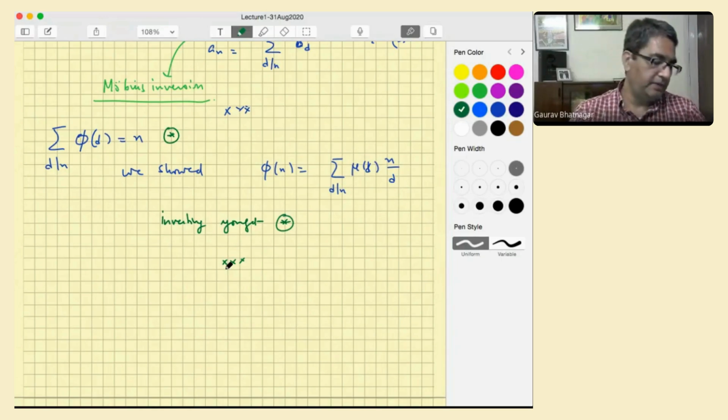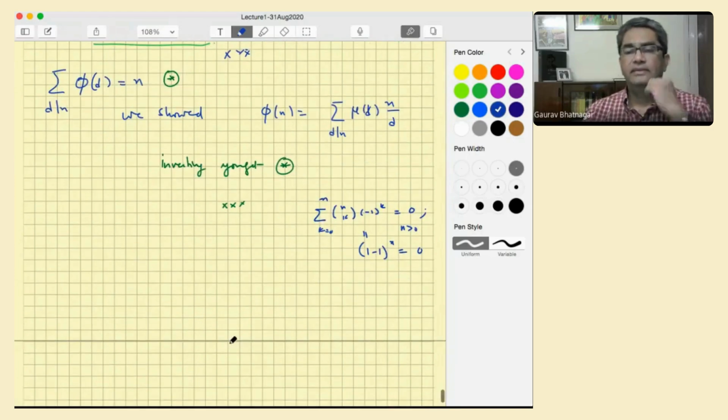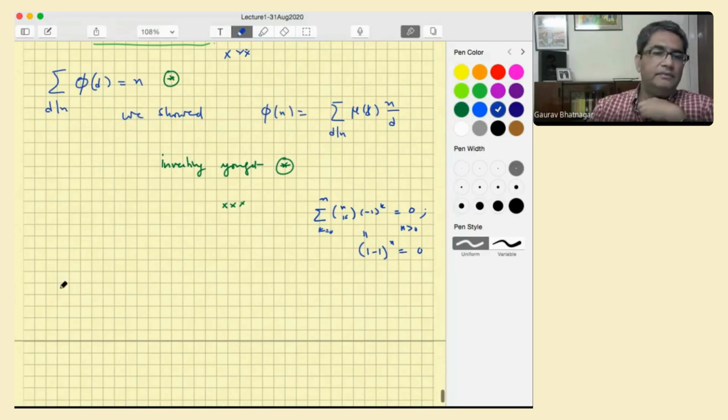So I mean the connection should be clear. The connection should be 100% clear that why Mobius inversion is essentially the same as principle of inclusion exclusion, which is just the same as the binomial theorem. This identity that summation n choose k minus 1 raised per k equal to 0 for n greater than 0 is the identity at the heart of it. This is a trivial fact that this is 0, right, for n bigger than 0. Okay. Any questions?